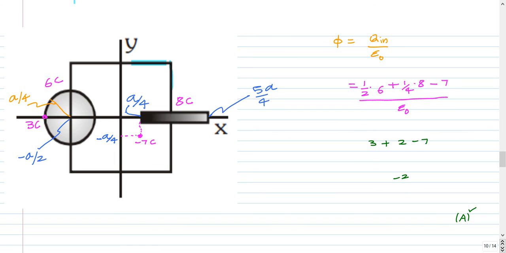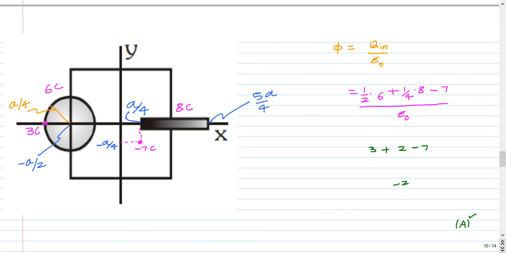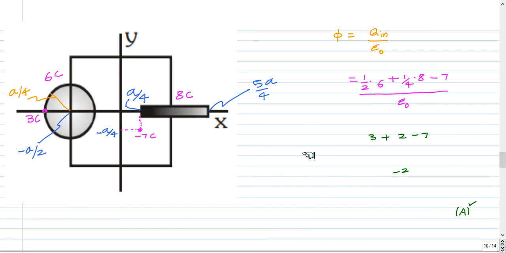So we can get the flux passing through this cube by applying Gauss's law. Gauss's law says the flux coming out of a closed surface is the net charge inside divided by epsilon naught. So you have to find the total charge which is present inside the chosen Gaussian surface. So this is a Gaussian surface. So the charge of this disk, which is totally 6 coulomb, half of it is inside. So the charge contribution from this disk is half of 6.